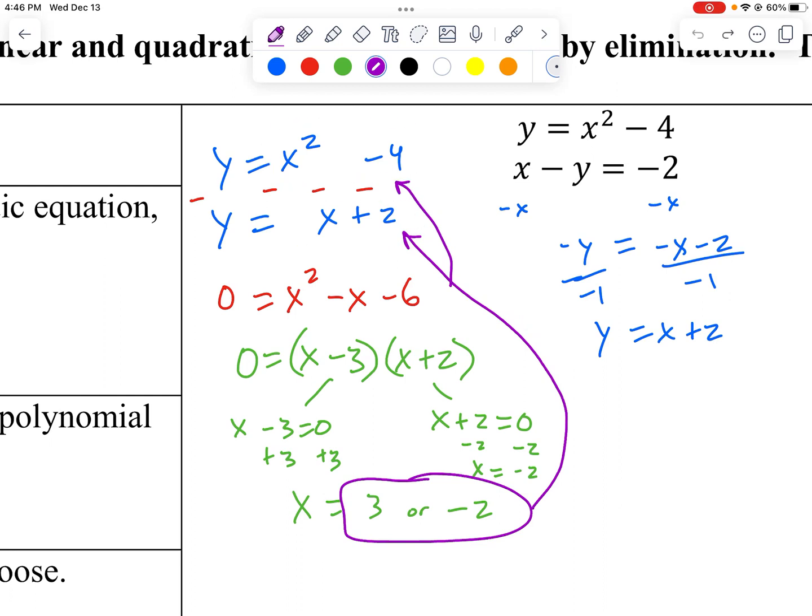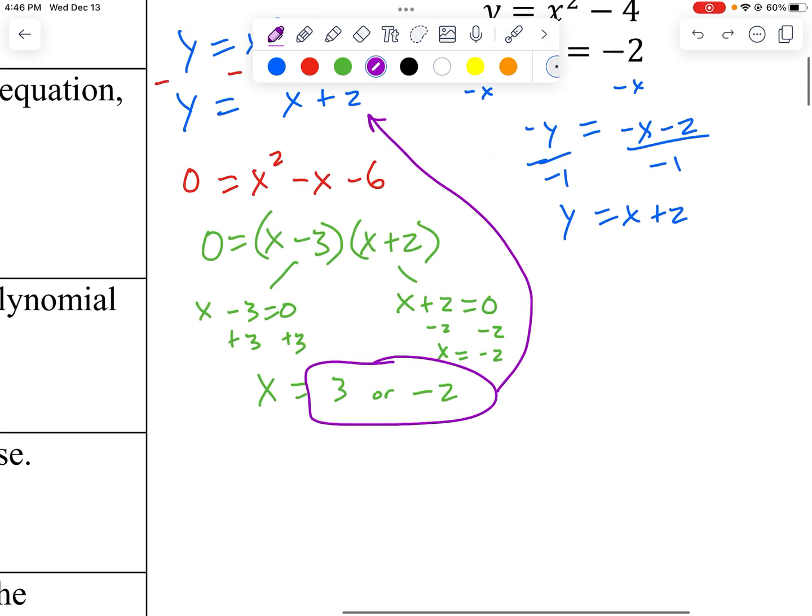It's not that big of a difference. This one you have to square it and then subtract 4. This one you just add 2. So we're going to put it in this second one. So I'm going to plug 3 in. I got y equals 3 plus 2. Once again, substituting that in, and then we got y equals negative 2 plus 2.